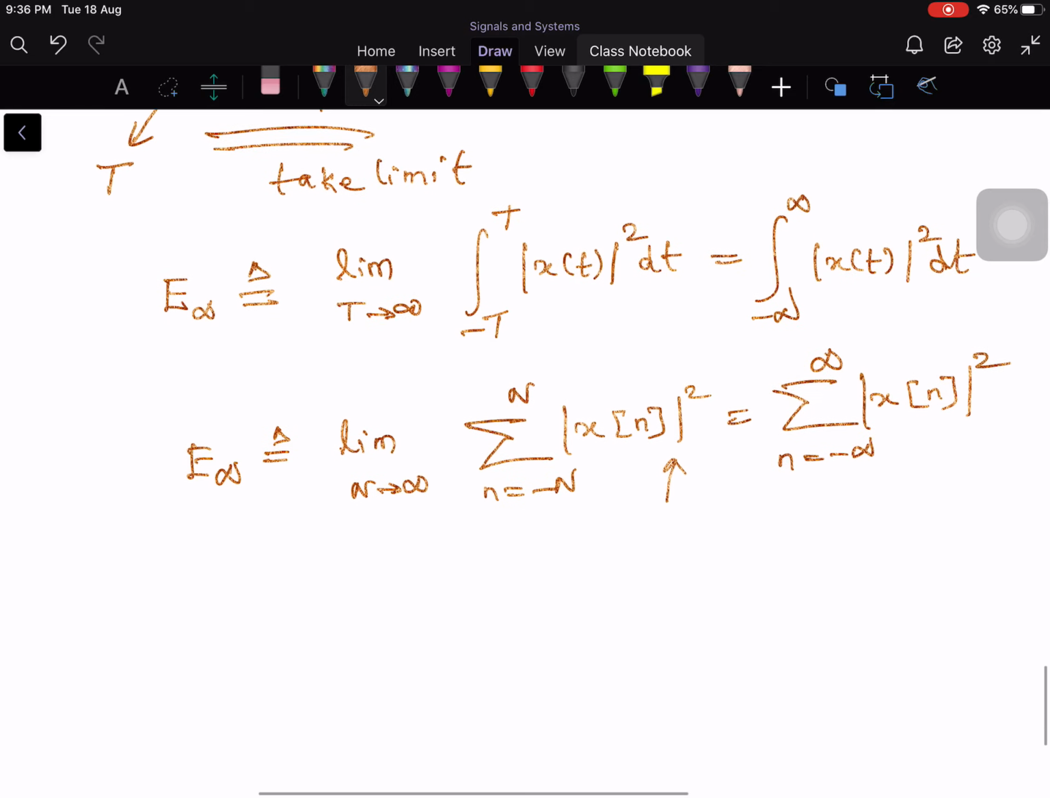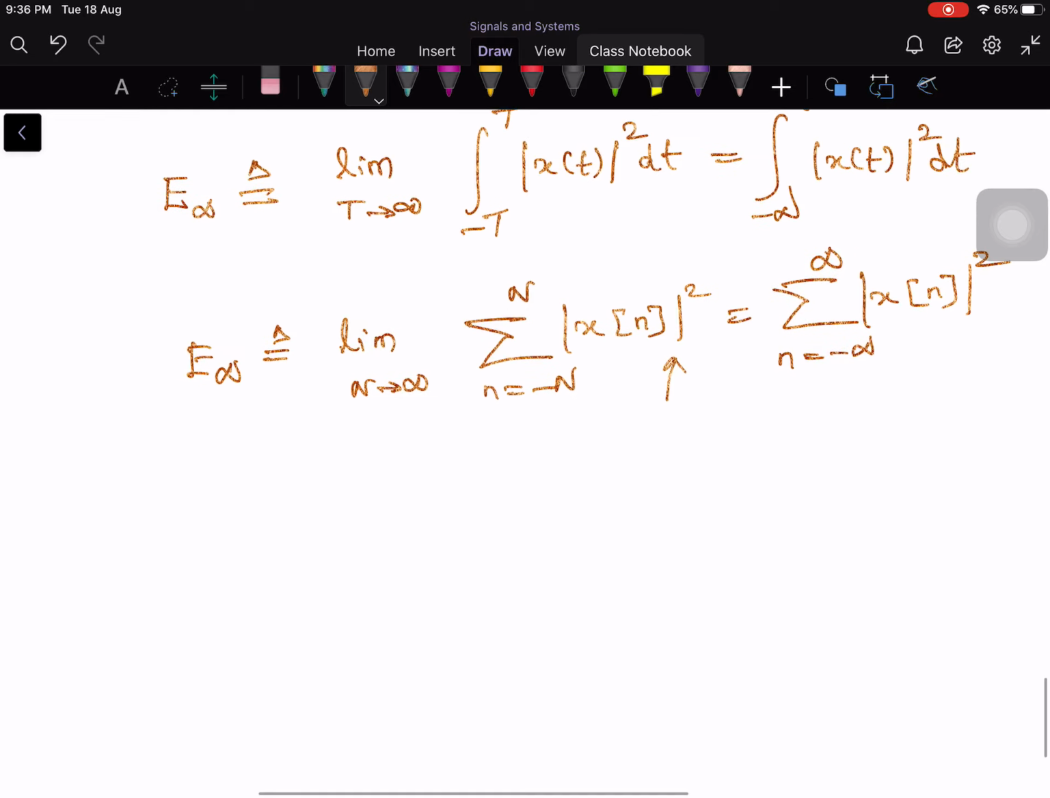Note that for some signals, the integral or the sum might not converge. Converge means it should give a finite value. Sometimes the integral may not give you a finite value. In that case, what will happen? That's what we are going to look at now.